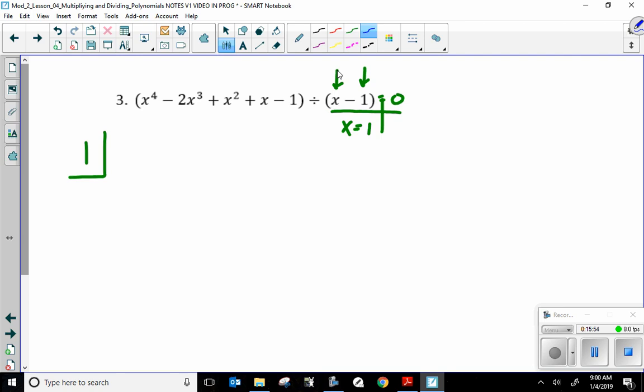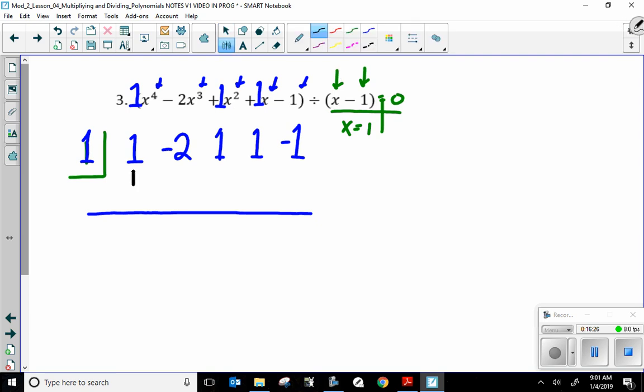Am I missing any terms? I have a 4, 3, 2, 1, and then 0 x's. I am good. So I'm going to take the x's out and just pull out my coefficients. I have 1 x to the 4th. I have a negative 2. I have a positive 1 right there. Should be consistent with the way I draw my 1s. I have another positive 1 here. And then I have a negative 1. All right, and I draw my line.